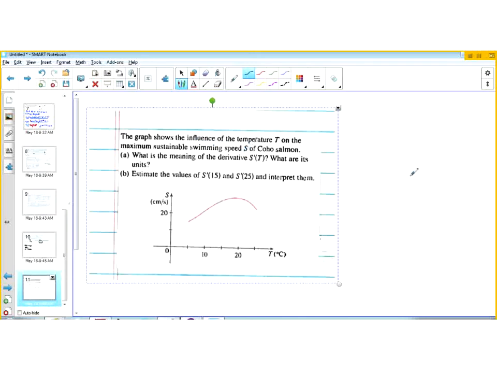So here's an interesting example from the book. Here we have a graph that shows the influence of temperature T on the maximum sustainable swimming speed of coho salmon. This might be of interest to folks in Alaska. So what is the meaning of the derivative? The y-axis, S, is the speed of the salmon, and T is the temperature. So what is the meaning of the derivative? The derivative is the slope of the tangent line at a particular point.